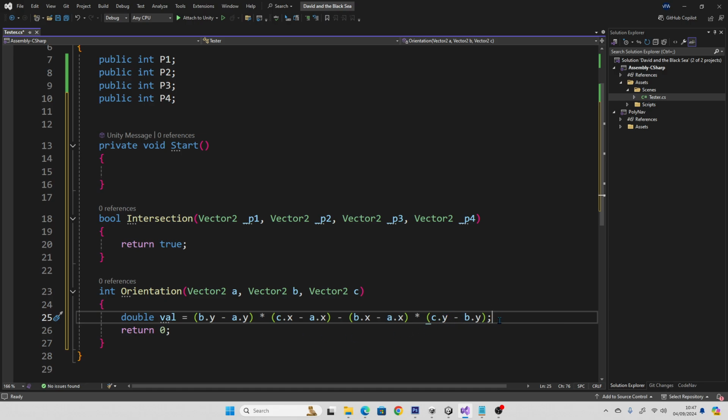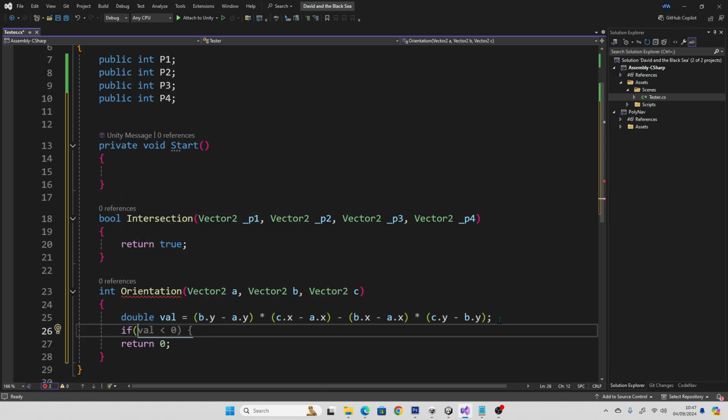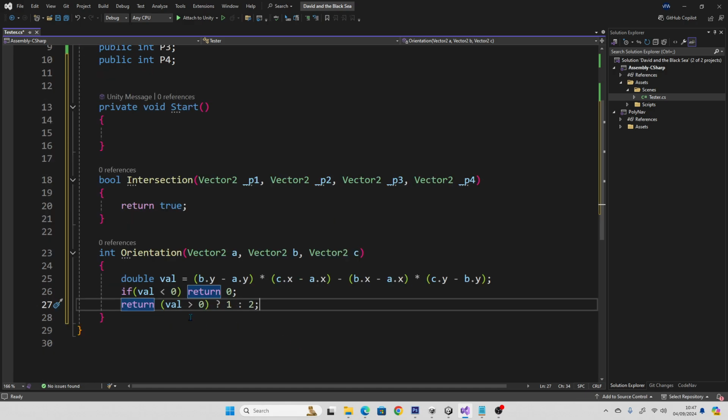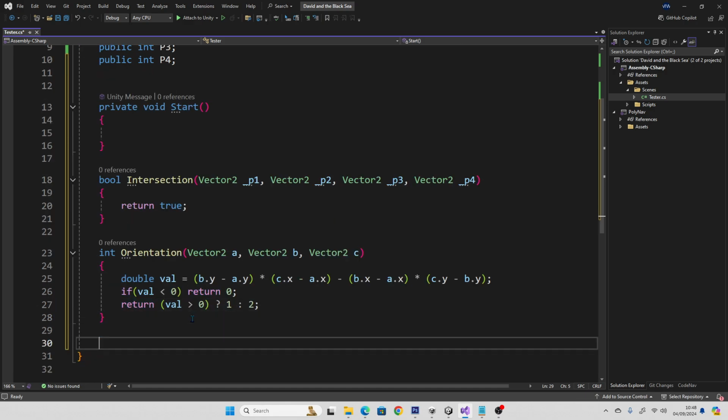And we're going to say that if the answer to this is a zero, then we're going to return zero. That is going to be collinear. Then we can also say return, and we're going to ask whether or not the value is greater than zero, then I want to return a 1 or return a 2. So if it's greater than 0, we are going clockwise, we're going to return a 1. If it's less than 0, we're going to return a 2. I could use an if statement, but I just want to make this nice and neat. So that's our orientation.